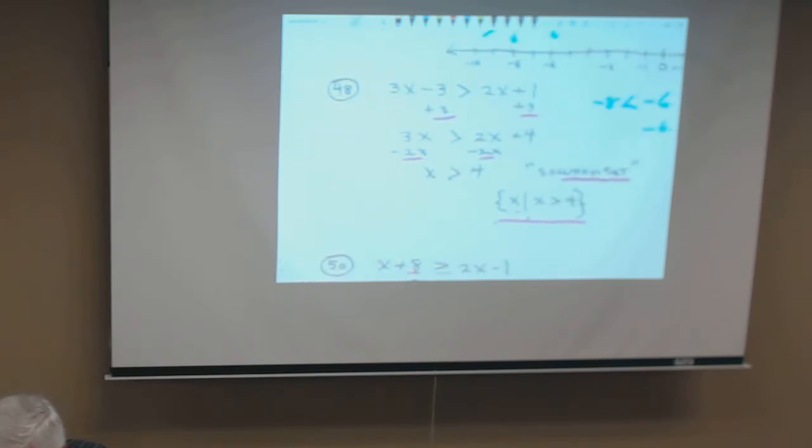So now, with that rule in mind, let's do number 48. Follow the same rules for simplifying. I want the letters on the left, the numbers on the right, so I add 3 to both sides. And then I end up with 3x is greater than 2x plus 4. And then I subtract 2x from both sides, and I end up with x is greater than 4. So I've solved it, except, what does it say? Find the solution set. As soon as they say solution set, they want me to put it in this cute little format here.